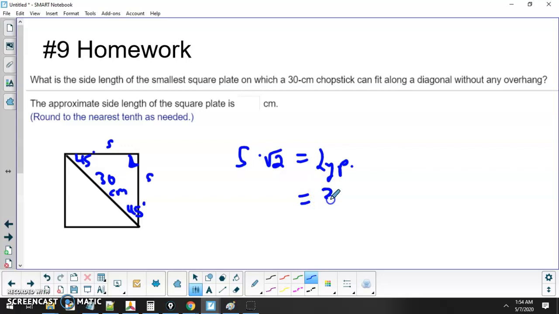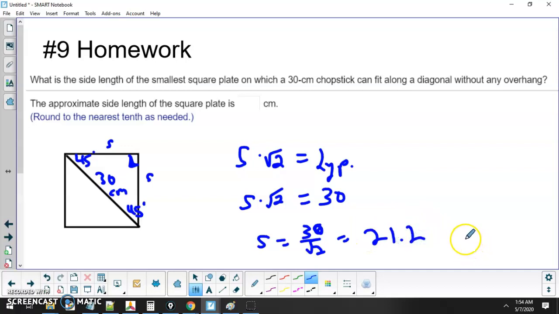So here our hypotenuse is 30, and we have S times the square root of 2. So anytime you want to find the short side, you are dividing. So we're taking the hypotenuse divided by the square root of 2. Grab your calculator and round it. So 30 divided by the square root of 2, and there we go, 21.2, nearest tenth. And that is the smallest square plate in which this chopstick would fit.